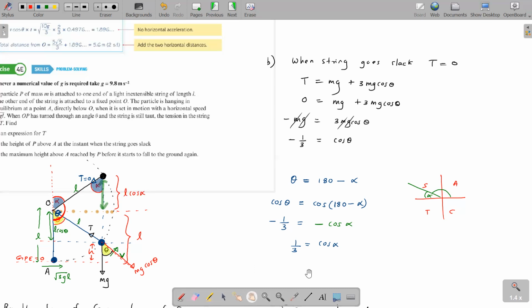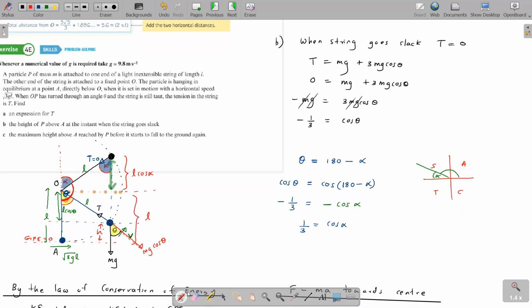Okay, so these kinds of things, the understanding is important. So what happens here? The total height of P above A when the string goes slack is equal to L plus L cos alpha. Great. So this length L plus L cos alpha is the total height the string achieves. It's going to be L plus L times cos alpha, which is 1 over 3. So L plus 1 over 3 L, that's 4L over 3. So that's the total height the particle achieves when the string goes slack. Okay.